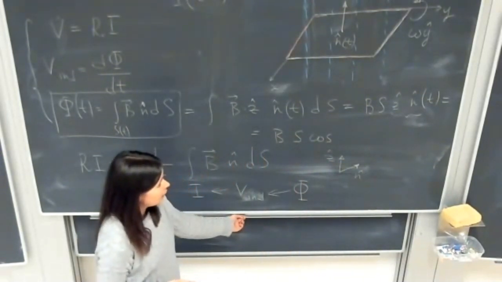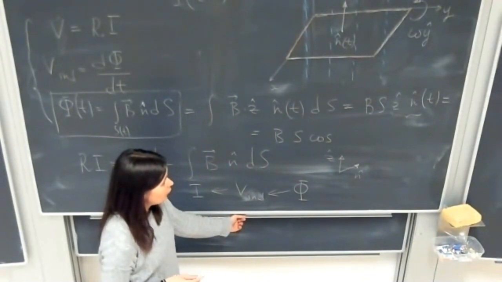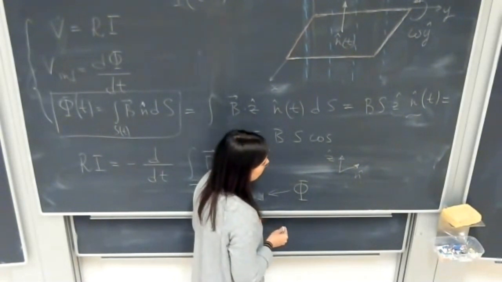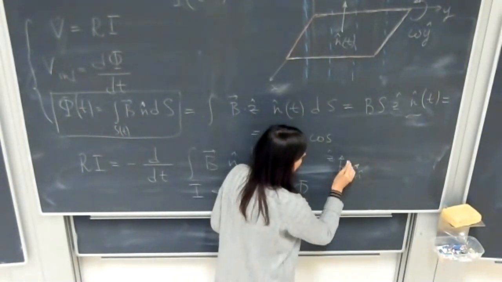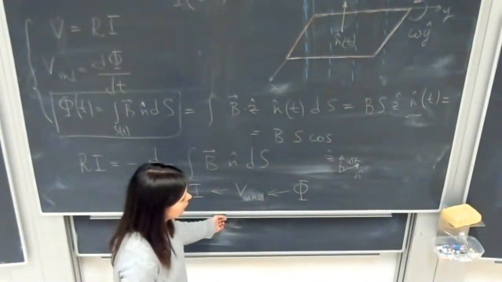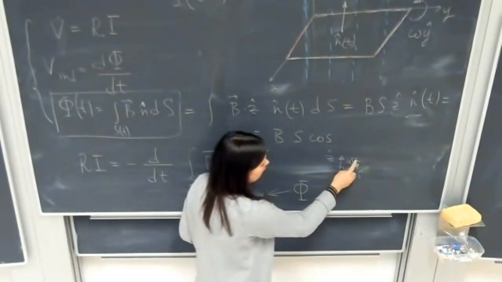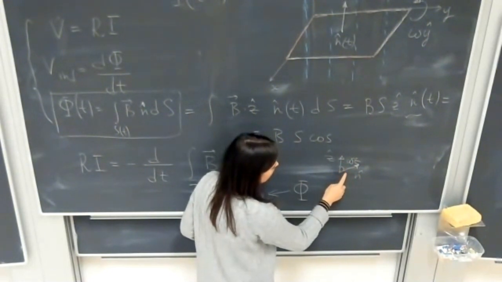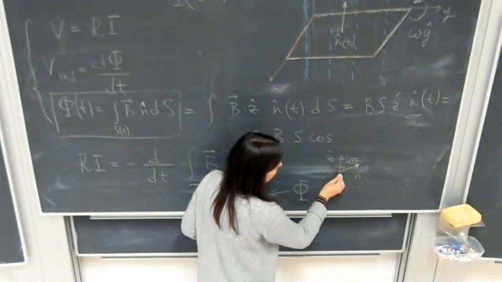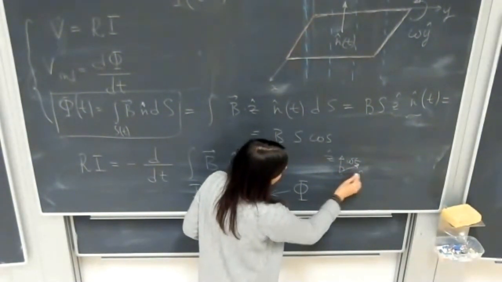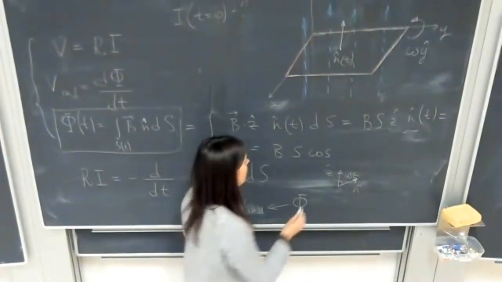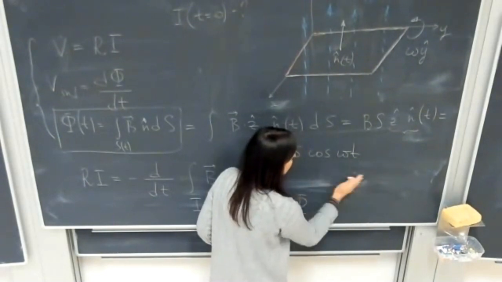We are given omega in the y direction, and this angle is usually omega t. So for the time varying case, it will be different at different times. So in the beginning it's 0, and then it can be 90 degrees, 180 degrees, to 270. So it's cosine omega t.